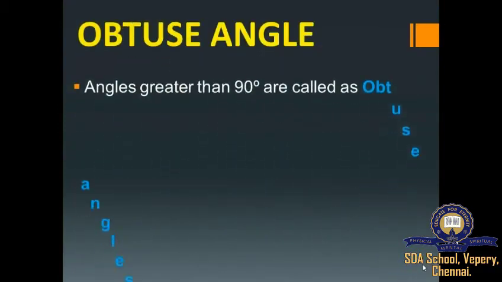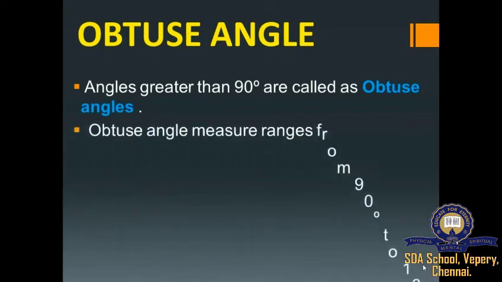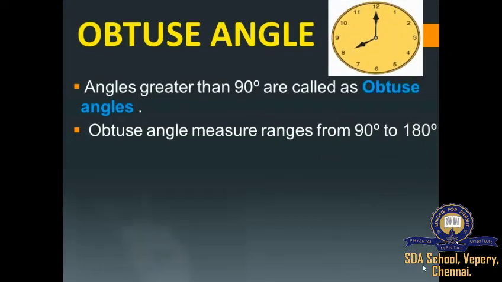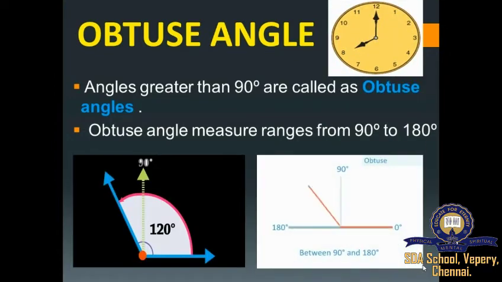Angles greater than 90 degrees are said to be obtuse angles. Obtuse angle measures range from 90 degrees to 180 degrees. So what are obtuse angles? Angles which measure greater than 90 degrees are said to be obtuse angles, and the measure of an obtuse angle ranges from 90 degrees to 180 degrees.